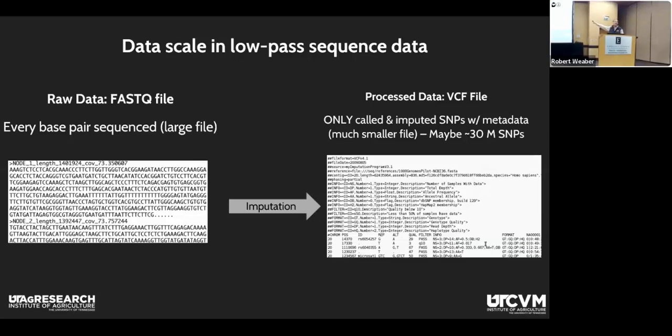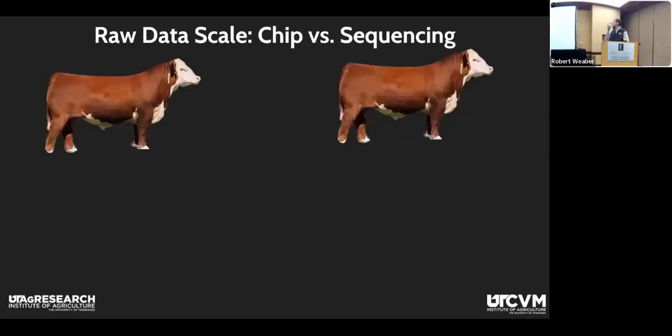This is a variant call format file, or a VCF. This is going to include only our called and imputed SNPs and additional metadata off of those. A smaller file than what's going to come off the sequencer in the form of a FASTQ once we've gone through the processing parts of an imputation and variant calling pipeline.